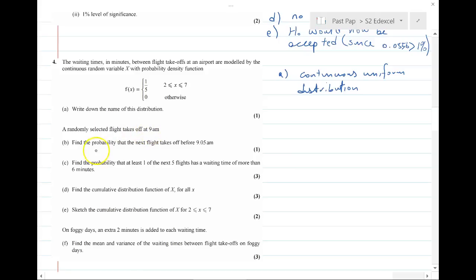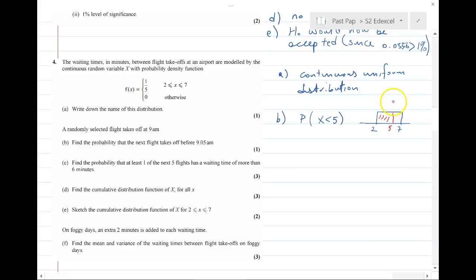A randomly selected flight takes off at 9 AM. Find the probability the next flight will take off at 9:05. So what we're being asked for is the probability that X is less than 5. If we were to look at the PDF for this, I really don't bother with integrating normally with this type of thing. 2 to 7, we want the probability that it's less than 5.